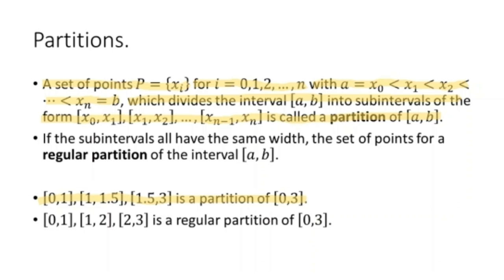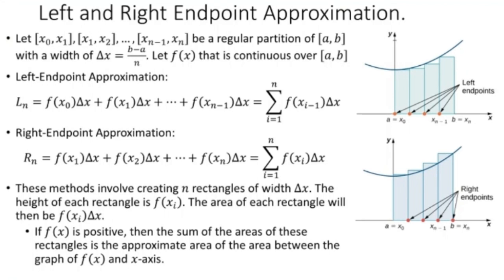Now, nothing in the definition of partition says these intervals have to be of even width. However, for our methods that we're going to develop to approximate the area, we are going to want our partitions to consist of intervals of the same length. If the subintervals all have the same width, then the set of points form a regular partition of the interval [a, b]. For example, 0 to 1, 1 to 2, and 2 to 3 do make a partition of 0 to 3, but notice how they all have a width of 1. Therefore, it's not just a partition of 0 to 3, it's a regular partition of 0 to 3. Two popular methods for constructing our rectangles are going to be referred to as the left and right endpoint approximation.